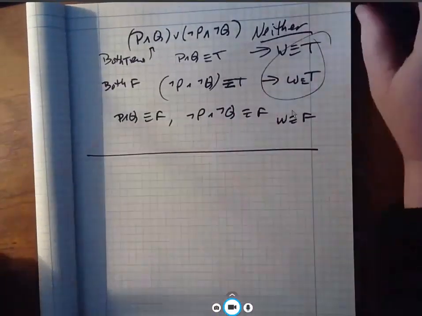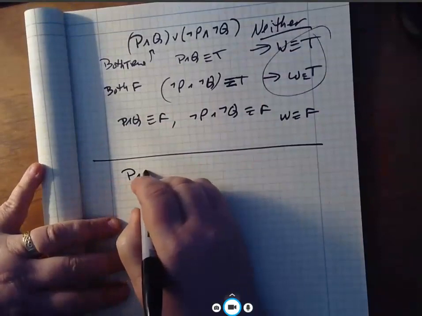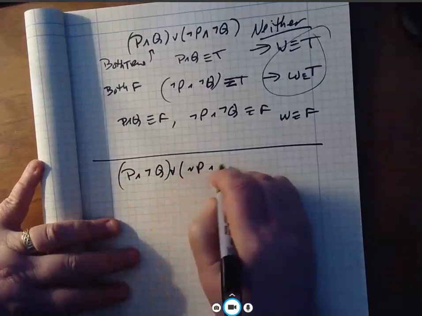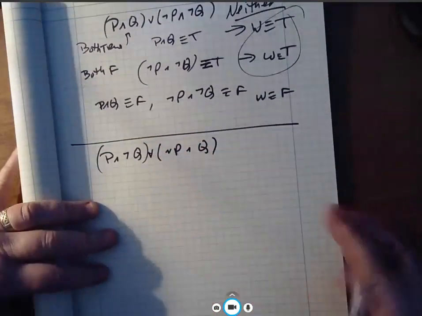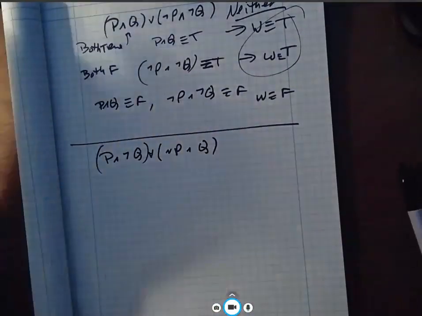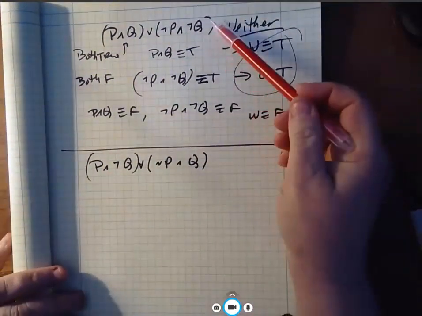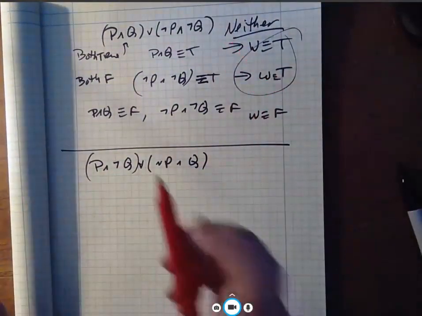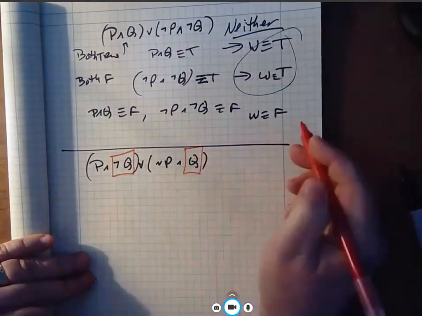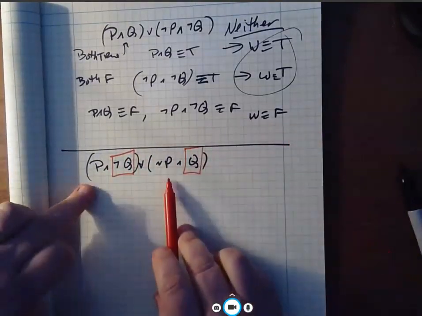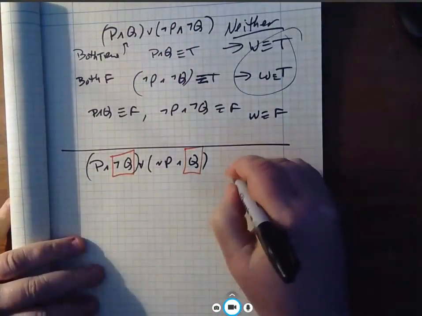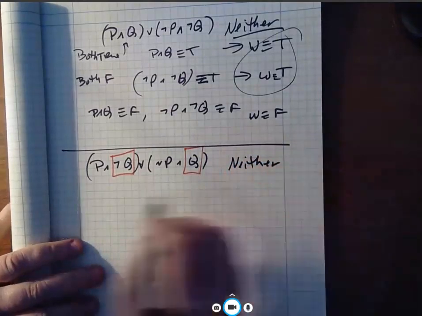Let's look at the next one. I have to go. P and not Q, or not P and Q. Now, one thing to think about is this is basically the same thing that we did up here. The only difference is, instead of having Q here, we have a not Q here and a Q here. So if you replace Q with not Q, this statement is exactly the same as this statement. So the whole thing is neither true nor false all the time.